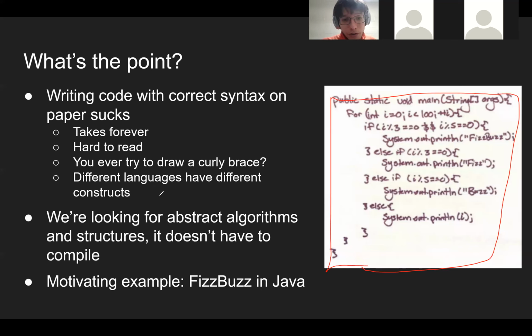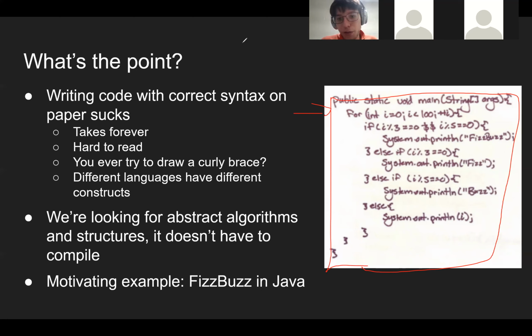And different languages have different constructs. So we're not expecting you to follow a specific language construct. As long as it's a general idea and we see exactly what you mean, then you're good. So abstract algorithm structures, again, it doesn't have to compile. That would be actual runnable code.